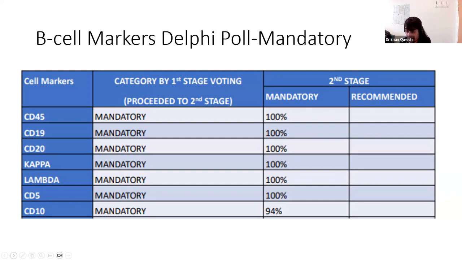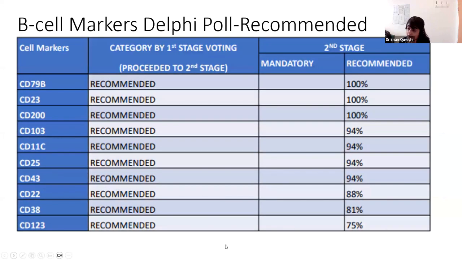And then I'll show you the recommended. These are the cell markers that are recommended for subtyping in BLPD. The way that we classified them as recommended would be that if 75% of labs recommended them for subtyping, or if the total score or percentage of mandatory and recommended was greater than 75%. So again, I'll just leave this here for you to look at.